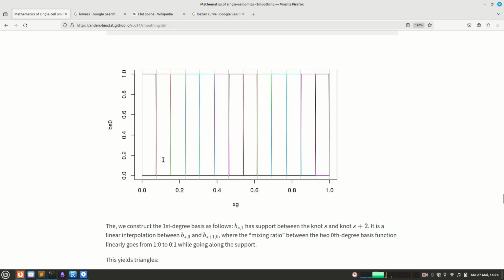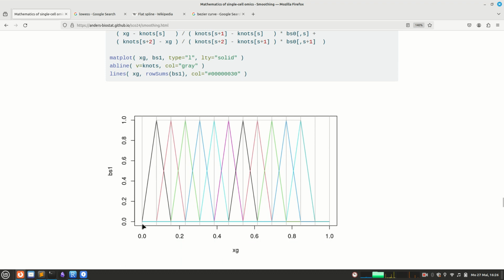And now I make a new function, the first degree basis, where I always make a linear interpolation between one of these constant bases and the next constant basis. So the first basis function will be a linear interpolation of this first and this second. And as you can imagine, if we interpolate between something which is 0 and something which is 1, we ramp up to 1 and then we ramp down again. Now we get these functions here which are all linear and they are all triangles. They go up and they go down.